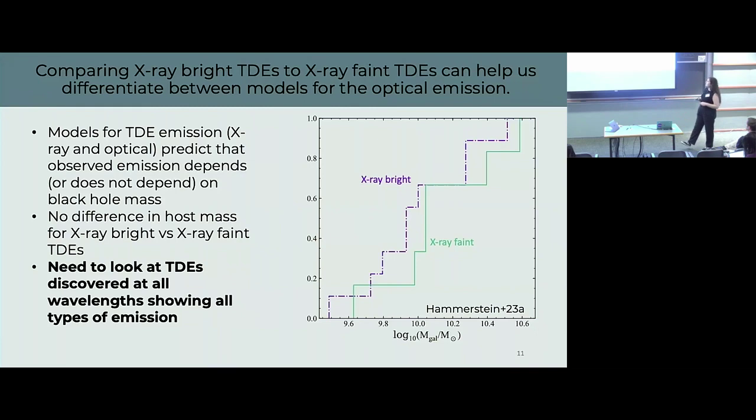Now I mentioned that the models for TDE emission predict that the observed emission should maybe depend on the black hole mass. And the fact that we're not really finding a difference between ones that show X-ray emission and don't show X-ray emission could be pointing towards a model which doesn't have a strong dependence on black hole mass. So that could be like the viewing angle model, for instance. Now I want to caution that these are all optically selected TDEs, so we have to look at TDEs discovered at all wavelengths, showing all types of emission to really dig into this.